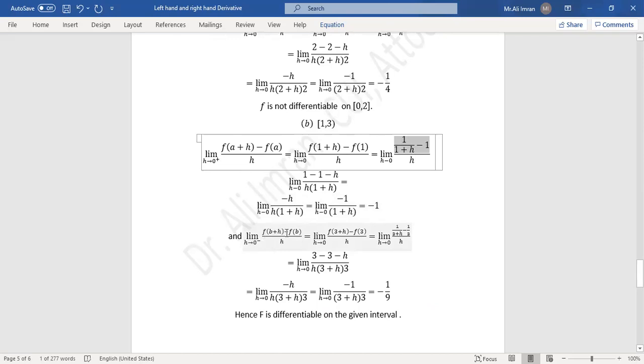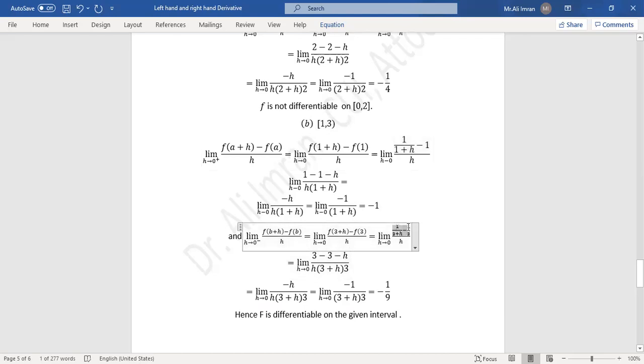of f of b plus h minus f of b divided by h. The value of b, now here we have 3. Limit h equals 0 f of 3 plus h minus f of 3 divided by h. The value of the f of 3 plus h is 1 divided by 3 plus h, and f of 3 is minus 1 by 3, divided by h.